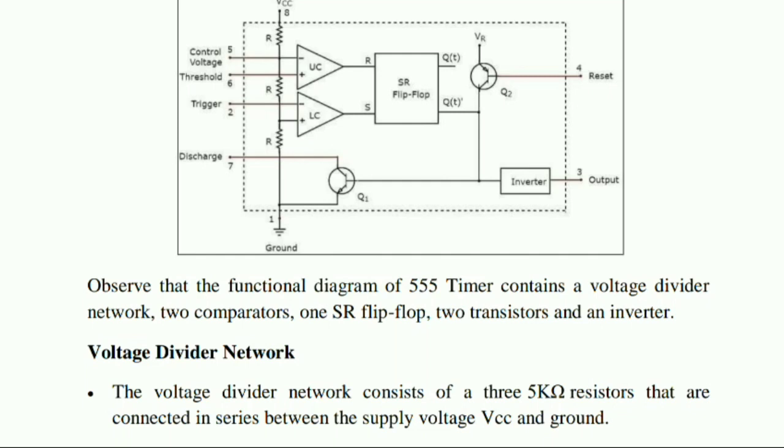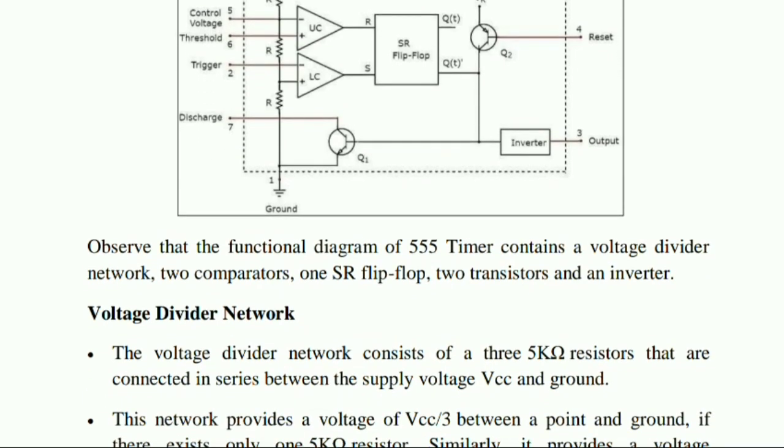Then we have the SR flip-flop, two transistors and an inverter. Lastly we use the inverter because the input given to the inverter is the SR flip-flop's Q bar, so we need the inverter to get the actual output. The third pin is the output. The reset pin is connected to Q bar; if we want to reset the output, we use the fourth pin. The 7th pin is the discharge pin, which discharges through Q1.